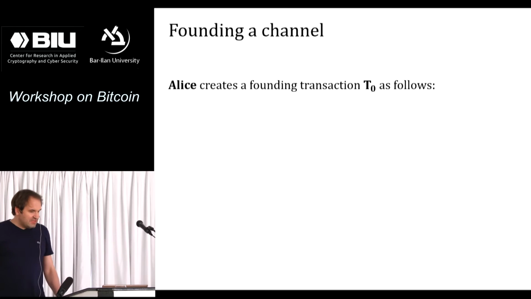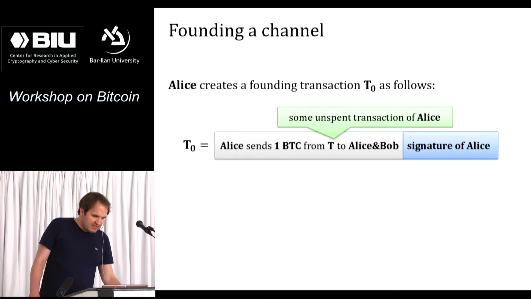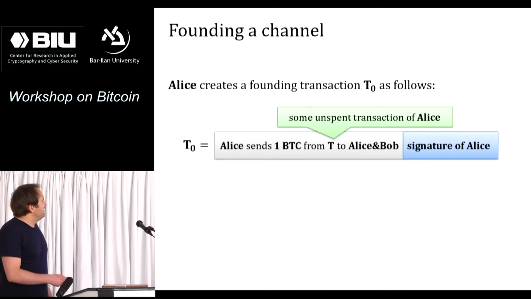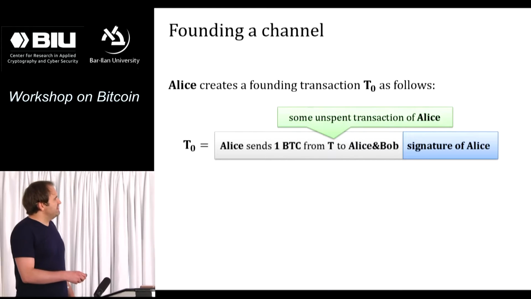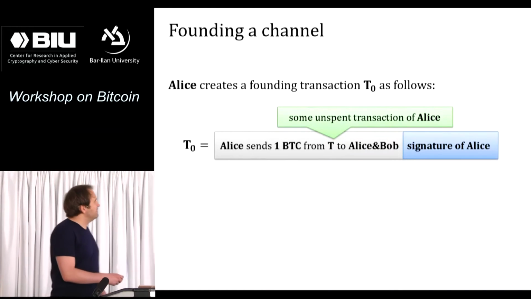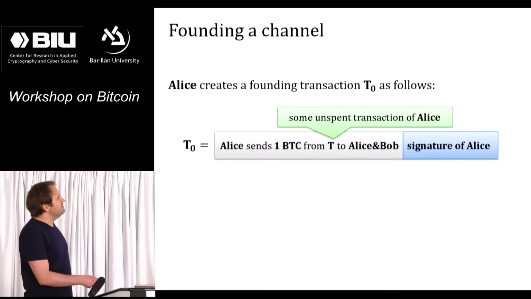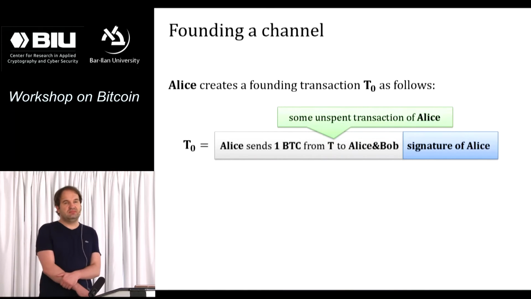So how to found the channel? Alice creates a founding transaction T0 as follows. She has some unspent transaction T somewhere, right? And she says, okay, I'm sending 1 Bitcoin from transaction T to Alice and Bob, signature of Alice.